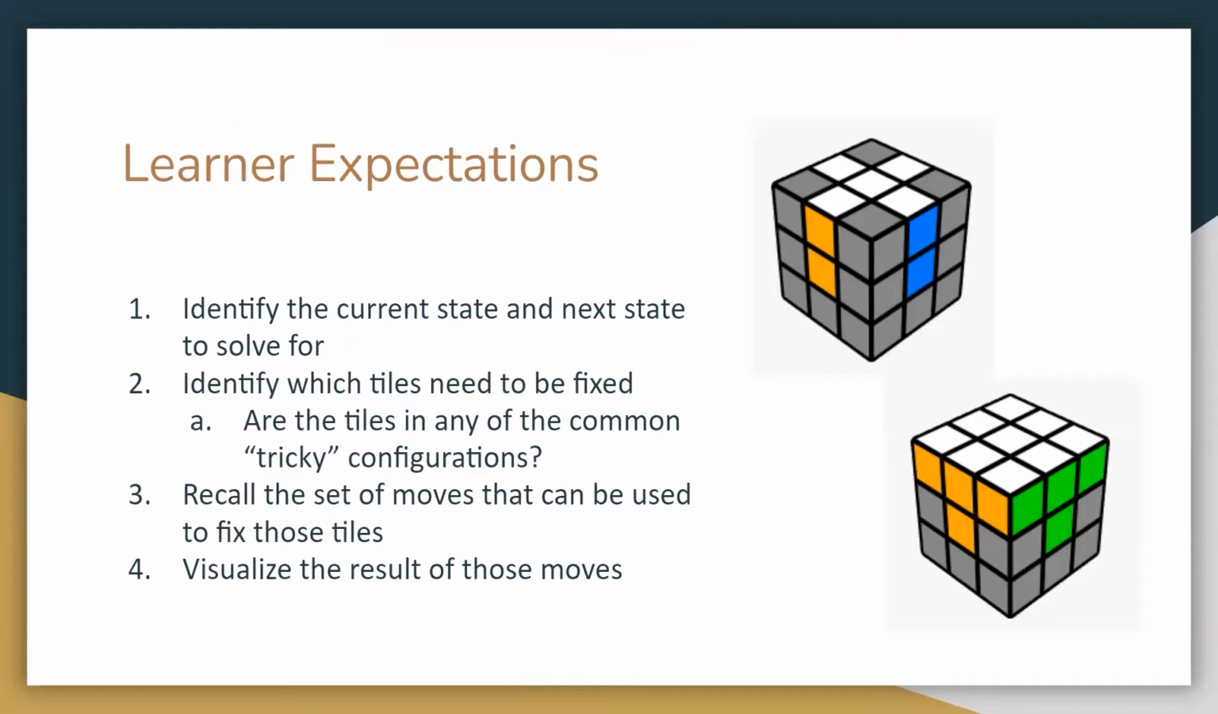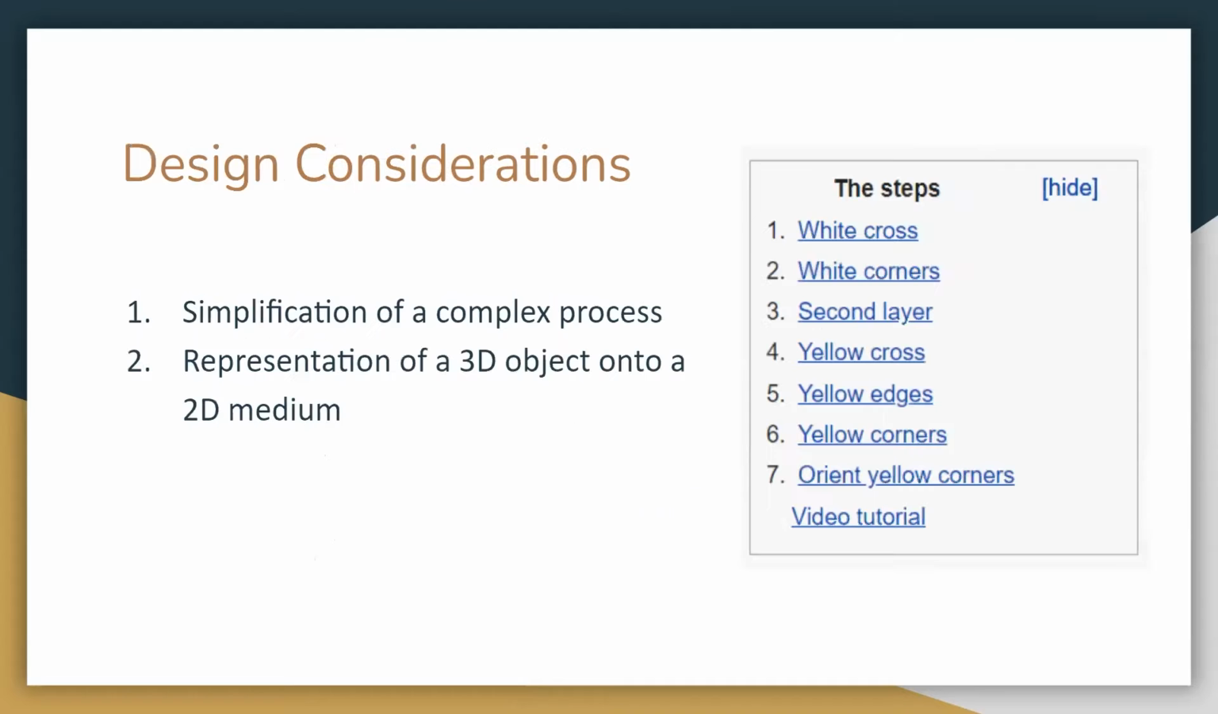In terms of learner expectations, we want learners to, 1, be able to identify the current state and the next state to solve for. So that's either the white cross or the white corners. 2, identify which tiles need to be fixed. So in this case, maybe there's one green tile on one of the cardinal directions of the cross. And if so, then are any of these tiles in any of the common tricky configurations? 3, recall the set of moves that can be used to solve these tricky configurations. And 4, visualize the results of these moves.